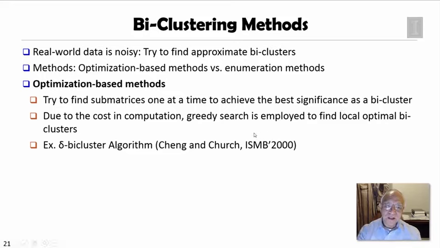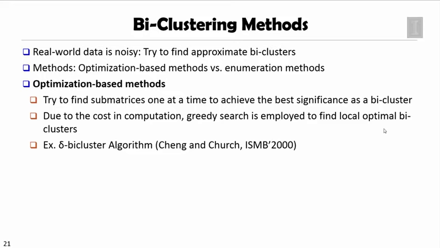However, the computation is very costly. Trying to find the best one may not be quite realistic. The best is to use greedy search to find local optimal biclusters. That means locally this is best, globally it may not be. One such algorithm called the delta bicluster algorithm was developed by Cheng and Church, published in ISMB, the International Symposium on Molecular Biology, a bioinformatics conference.